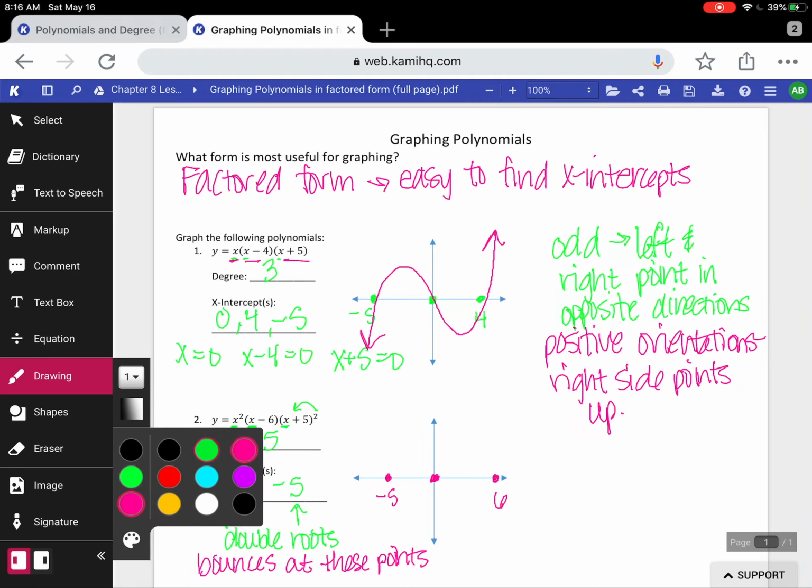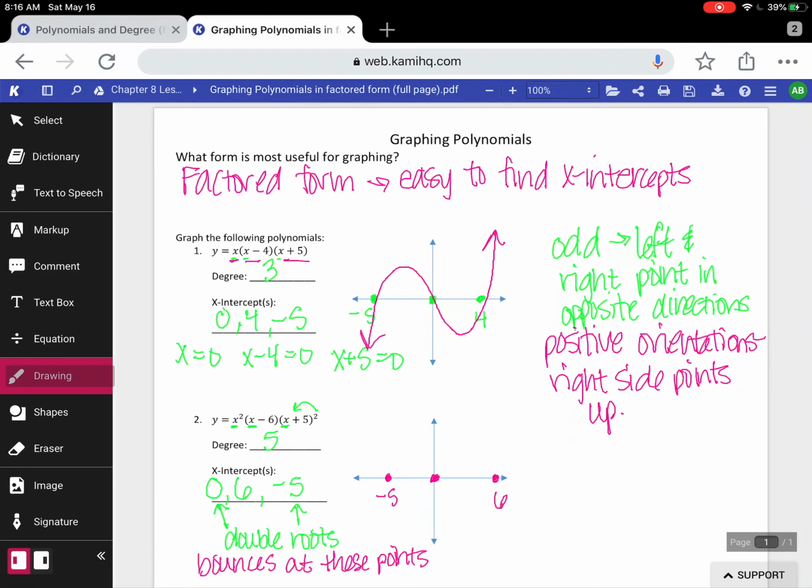Okay, again, we look at our orientation. The orientation of this graph is positive because, again, there is no negative sign out front, so that means the right side is going to point up. Okay, 6 is a single root, so we are going to pass through. 0 is a double root, so we're going to bounce. And then negative 5 is a double root, so we're going to bounce again.